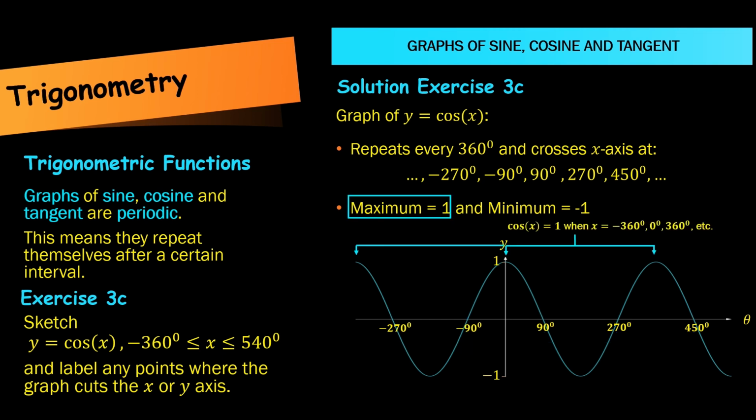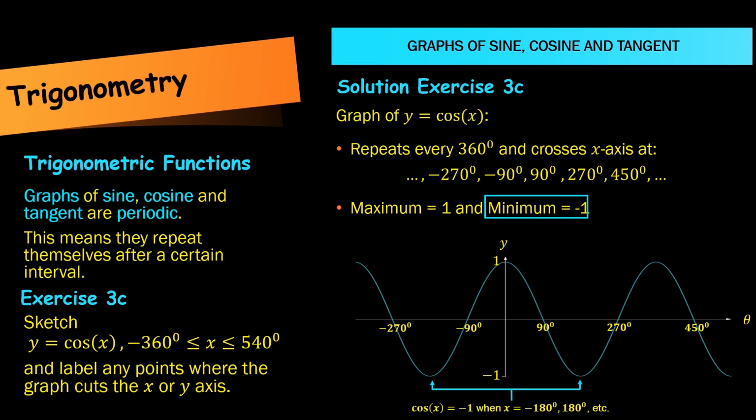Here are the points at which cos is maximum, so at minus 360 degrees, at 0 degrees, at 360 degrees, and so on. And here are the points at which cos is minimum, so at minus 1, or equal to minus 1, so cos x equals minus 1 when x equals minus 180 degrees, plus 180 degrees, and so on. So here's our curve.